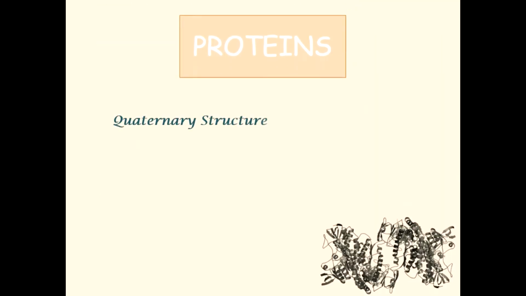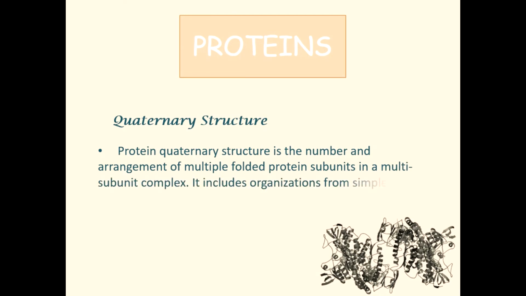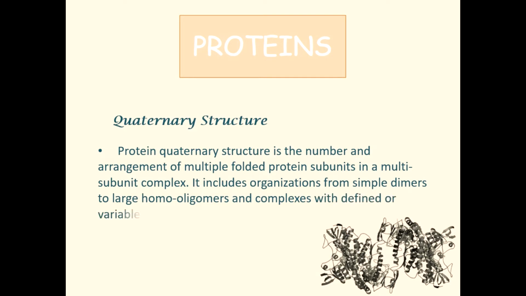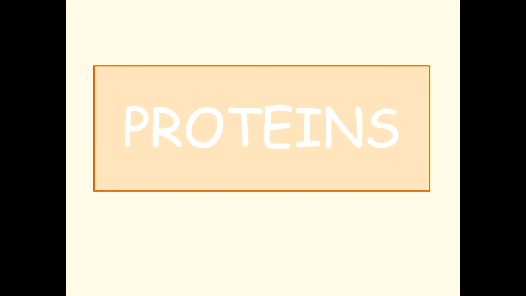Quaternary structure. Protein quaternary structure is the number and arrangement of multiple folded protein subunits in a multiple subunit complex. It includes organizations from simple dimers to large homooligomers and complexes with defined or variable numbers of subunits. Proteins.